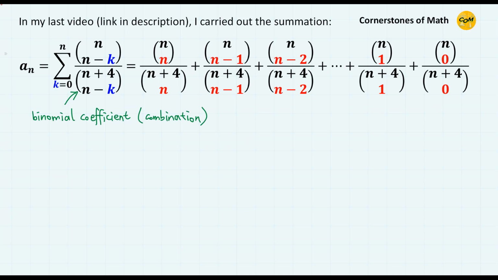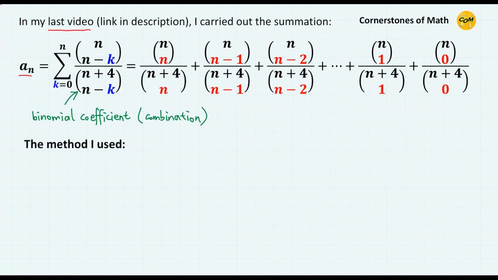Today's video is closely related to my last video, which you can check out by clicking the link in the description or at the top right corner. In that video, I carried out the following summation. The summation a_n is defined as the summation of the binomial coefficient, or combination, n choose n minus k divided by n plus 4 choose n minus k, where k changes from 0 to n.